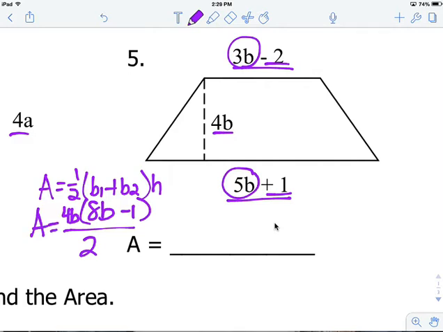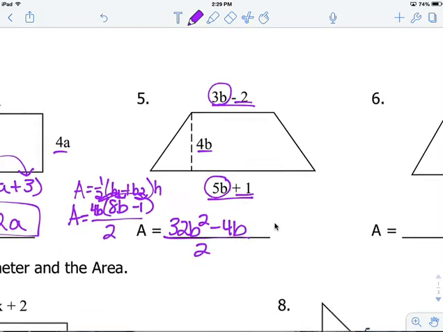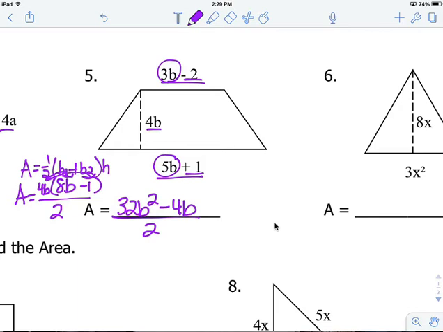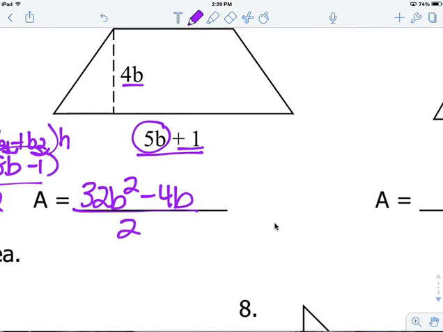So first I'm going to distribute. 4b times 8b is 32b squared. 4b times negative 1 is negative 4b. And all of this is being divided by 2. So remember, whenever you're dividing, you have to divide both terms by 2, and we end up getting 16b squared minus 2b. Now I am finished.